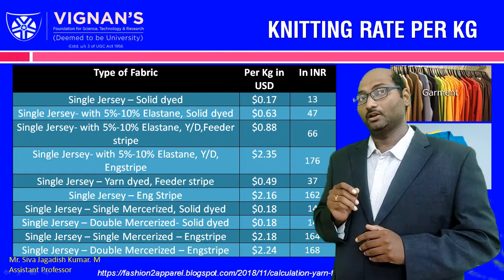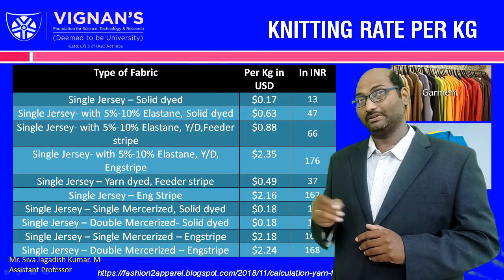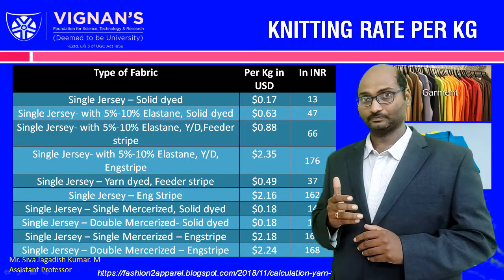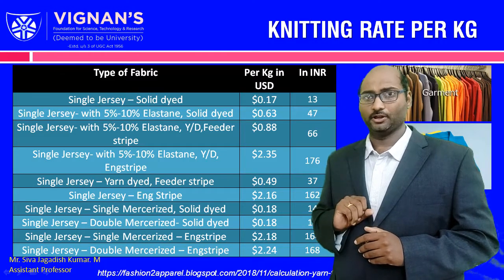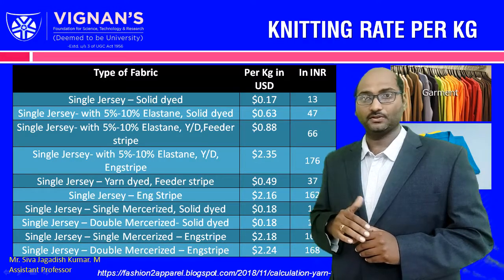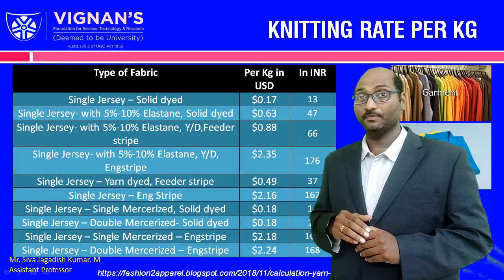Single jersey, if you are adding 5% to 10% elastane, and it is solid dyed, meaning single color, then what happens? It is coming to 47 to 50 rupees per kg. Okay, the knitting charge is 50 rupees per kg.